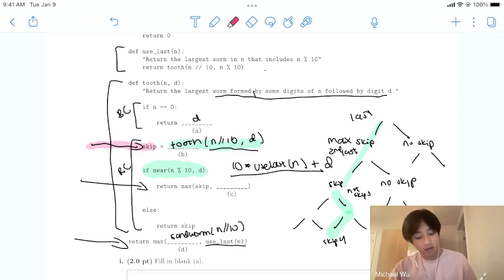And finally, for this third arrow here, in this line we're returning the max between skip and the one where you do use the last digit of n. And what's the one where you do use the last digit of n? Well, that's just going to be a call to use last. So that's why we use last here.